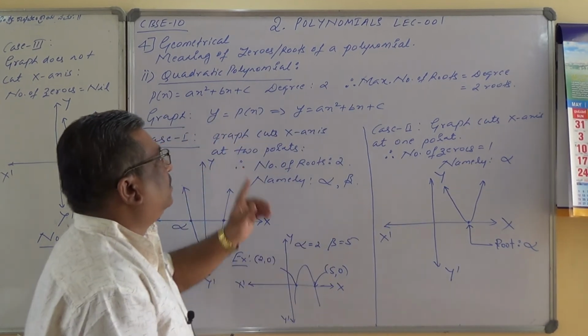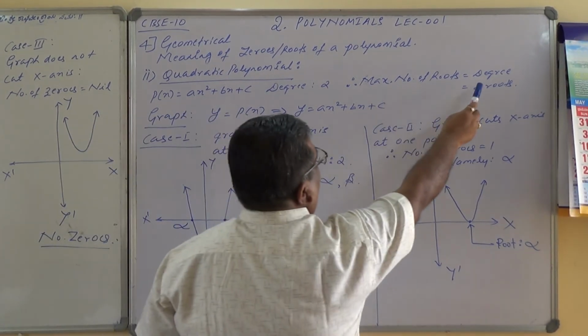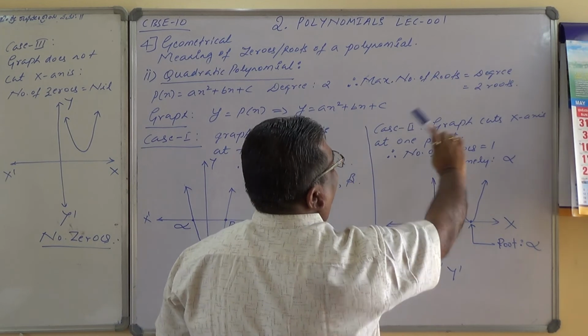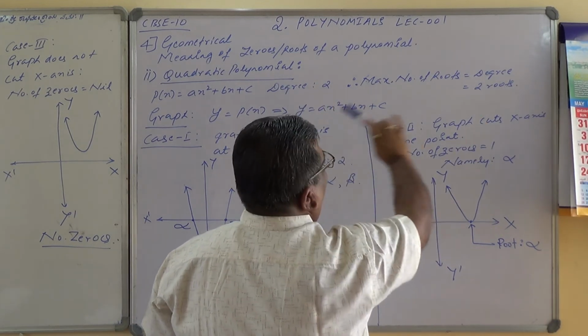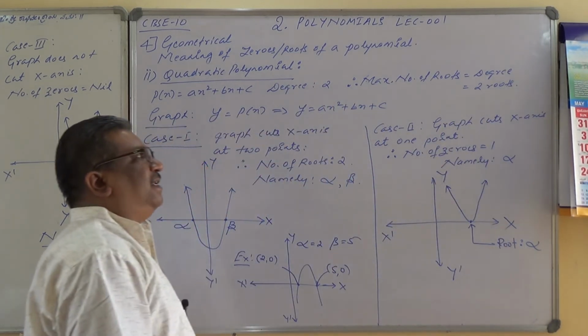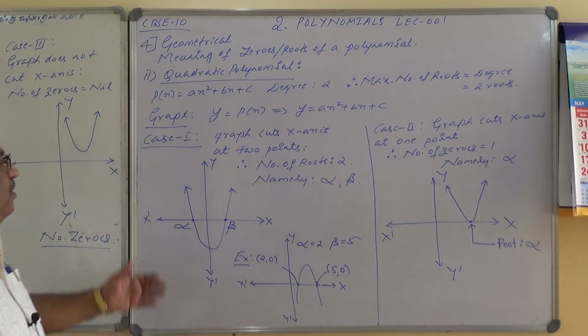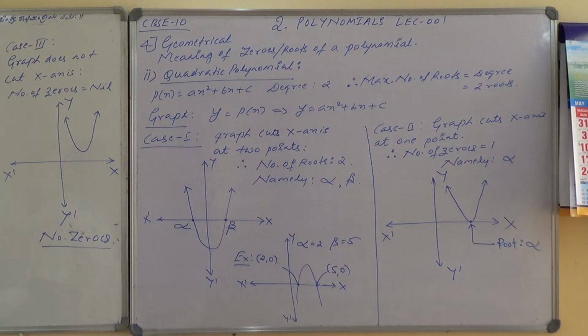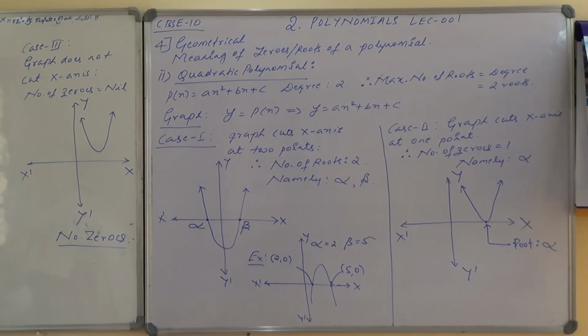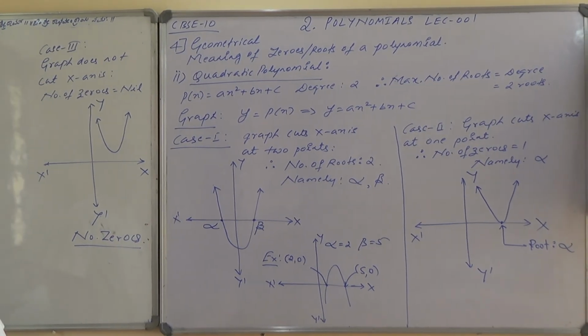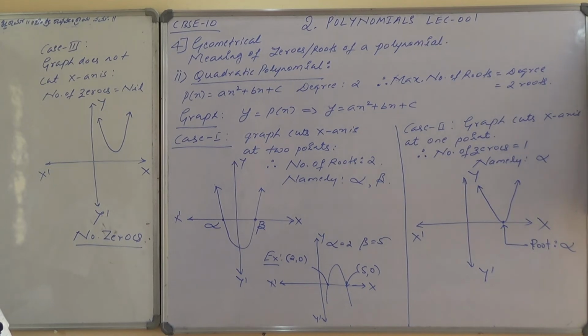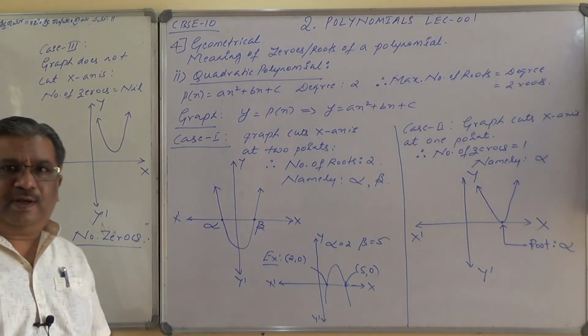Therefore again here also the maximum number of roots is equal to the degree of the given polynomial. Here the degree of the quadratic polynomial is 2, hence the number of roots at most is 2. This is what you can note down, all these things you note down. Then we will go to the cubic polynomial. I hope you have noted down, okay?